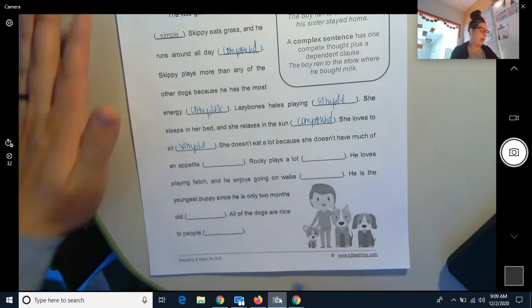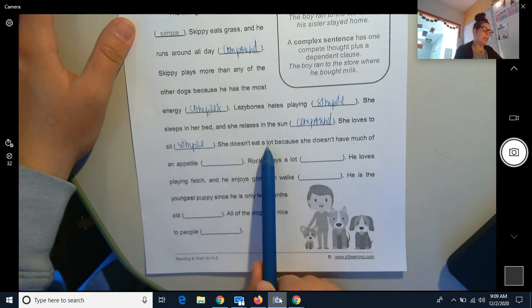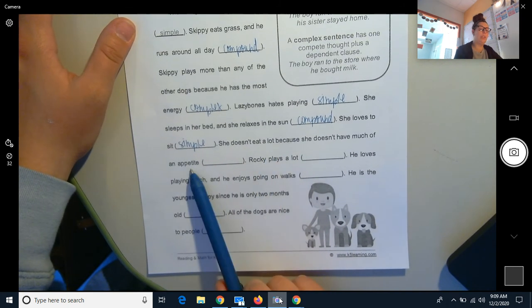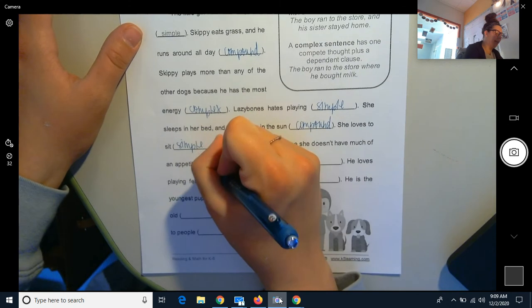Is that complex? She doesn't eat a lot. That is a complete thought. She doesn't have much of an appetite is not a complete thought. That's why it's complex, because they work together.